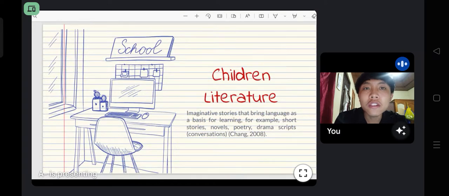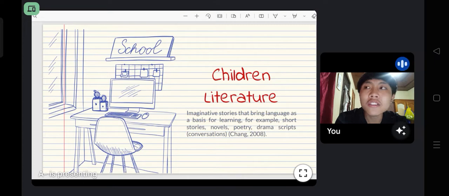Children's literature can be viewed as a literary work that can bring a good effect for learning, especially for language learning, because it will lead language to become a basis for learning. So examples of children's literature can be found in our daily life, in the school or in the library, such as novels, short stories, comics, or even drama in the form of scripts.